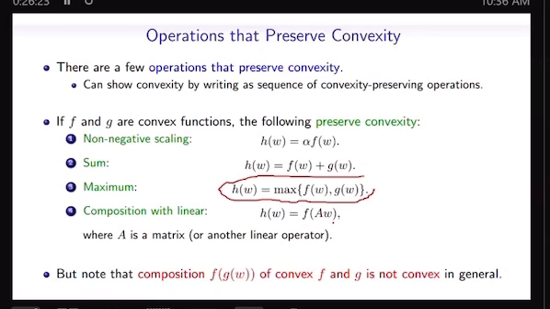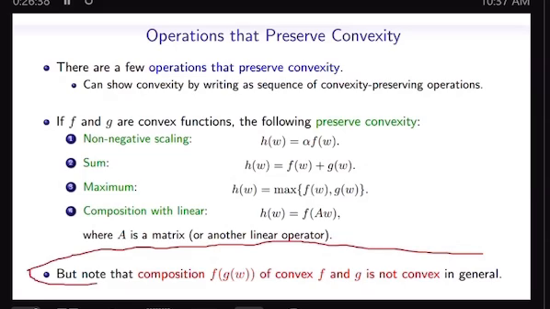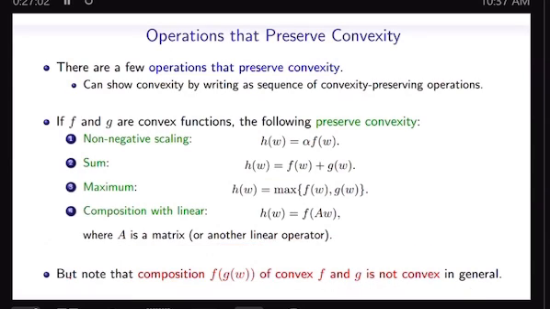But let me tell you this. If it is not linear, if you're putting a different function, compositions, that's why you need to take note of this. Please pay attention. I said, but note that composition of convex f and g is not convex. Even if f is convex, g is convex, the composition is not. Okay, I think I just discussed operations that will enable us to preserve convexity.